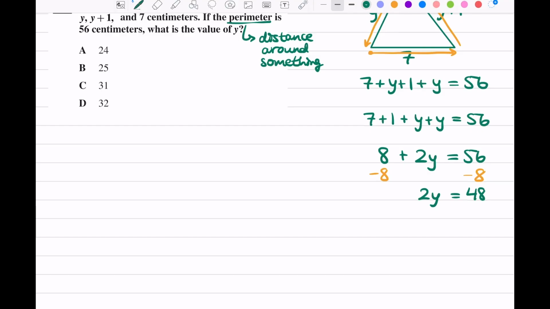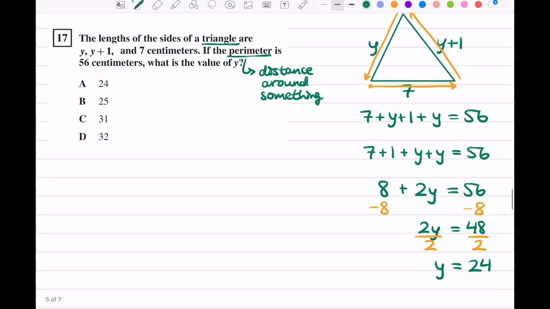On the left side, we have 2 times y, so we want to undo that. We undo multiplication with division, so we divide by 2 on both sides. On the left side, we get y, and on the right side, 48 divided by 2 gives us 24. And looking back at the question, it asked, what is the value of y? And we just found it, so we circle option A.